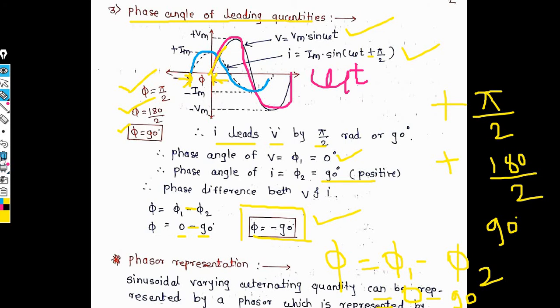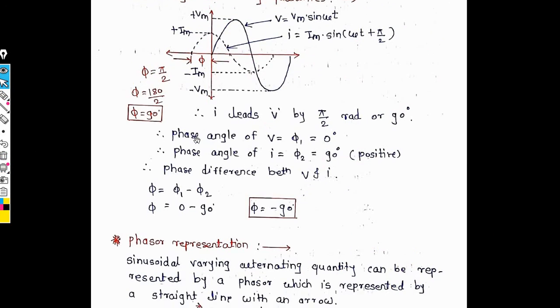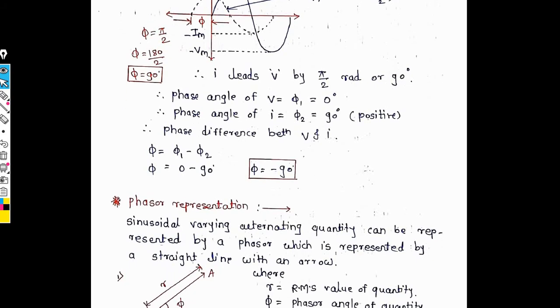Now we have to explain the concept of phasor representation. Sir, phase difference is calculated using the modulus, right? That is mod of phi 1 minus phi 2. It will depend on your angle, because we have considered two formulas. For example, phi is equal to phi 2 minus phi 1.